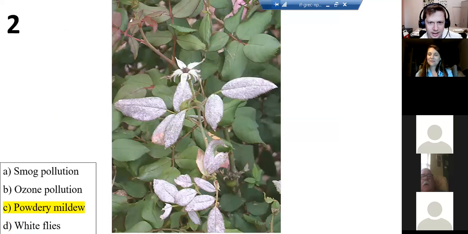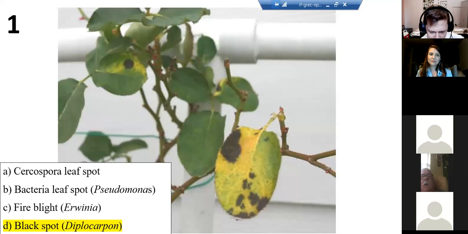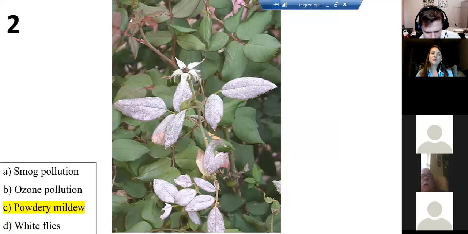Yeah, I guess just to cover from what I've seen, the Cercospora tends to be more circular. Nobody picked fire blight at all, so that was very good. And then bacterial leaf spot, Pseudomonas, tends to be kind of irregular shaped and more brown than black, and the margins tend to be less defined than what you see here. Okay. Number 2. So powdery mildew, how did they do on that one?